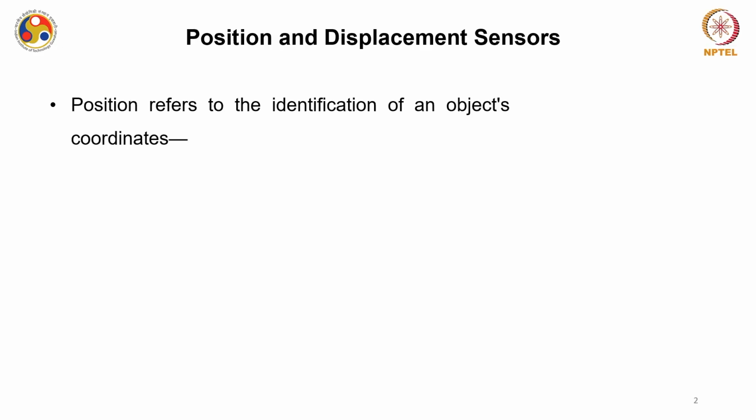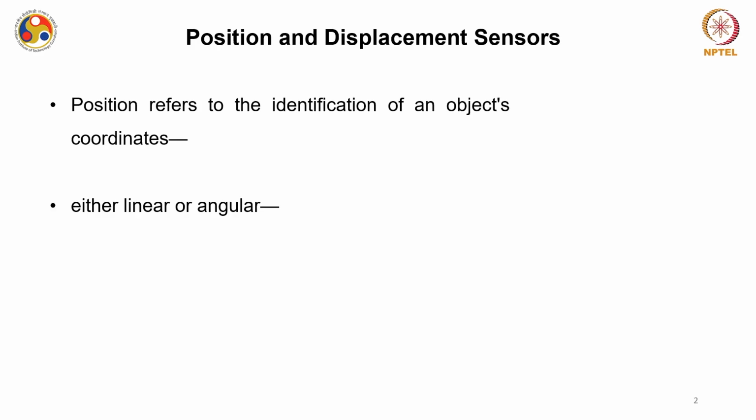So what is a position? That is important. First we have to understand position and displacement, and only then can we talk about the development of sensors to detect these things. Position refers to the identification of an object's coordinate. This coordinate can be linear or angular, which of course has to be relative to a chosen reference point, or there should be a reference frame whose reference we are taking to find these coordinates.